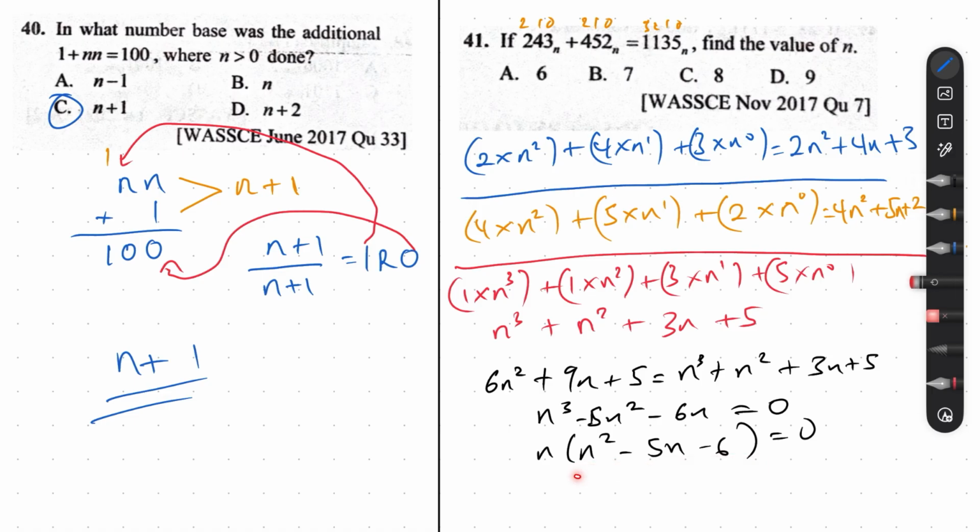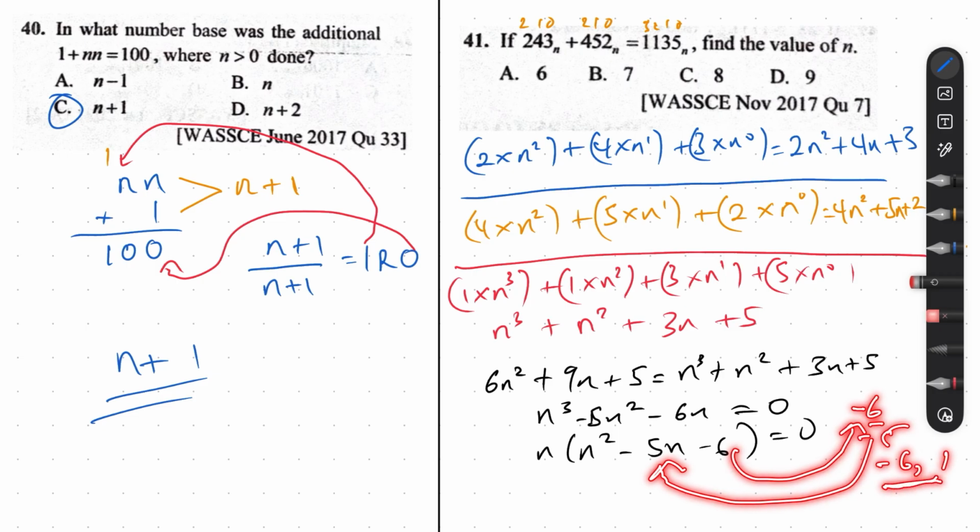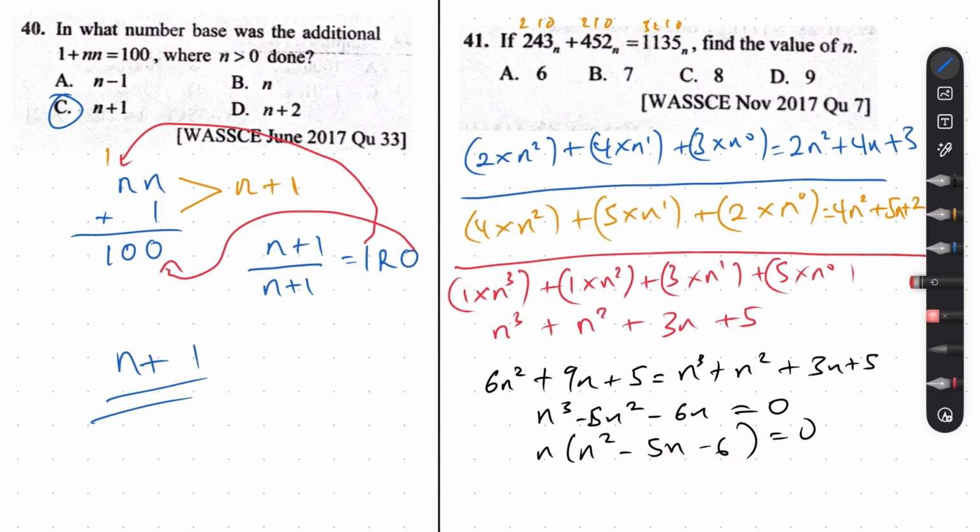So for this quadratic, what we need to do is multiply the coefficient of n squared by the constant, which is -6, and find two numbers such that when you multiply them, you get -6, and when you add them, you get the coefficient of what? -5. Can you think of those numbers? Those numbers are -6 and 1. Because when you multiply -6 and 1, you get -6. When you add them, you get what? -5.